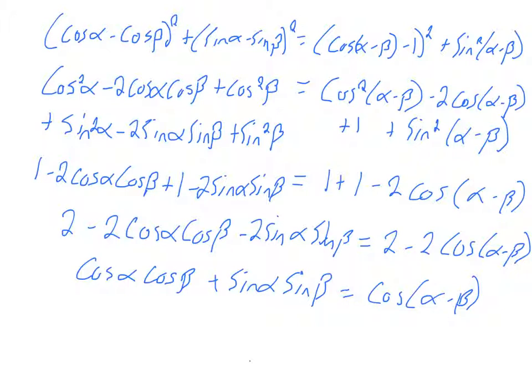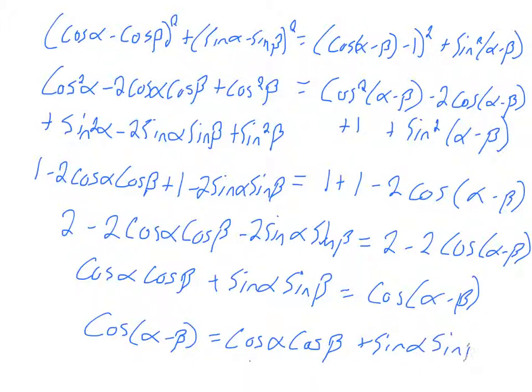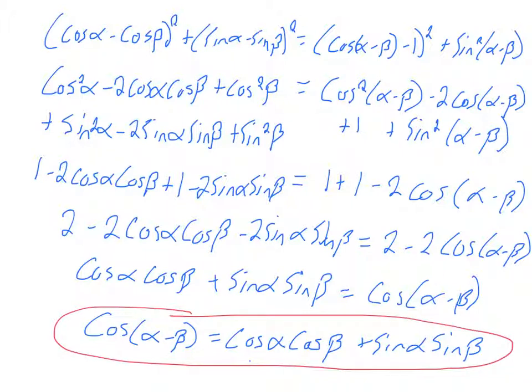I'm going to rewrite that just by changing the side of the expression. And this is the difference formula that I was speaking of earlier. So there is your difference formula for cosine. Cosine of alpha minus beta equals that whole rigmarole right there. This is the difference formula. Now, we're going to be doing some other trigonometric identity proofs here in a second.